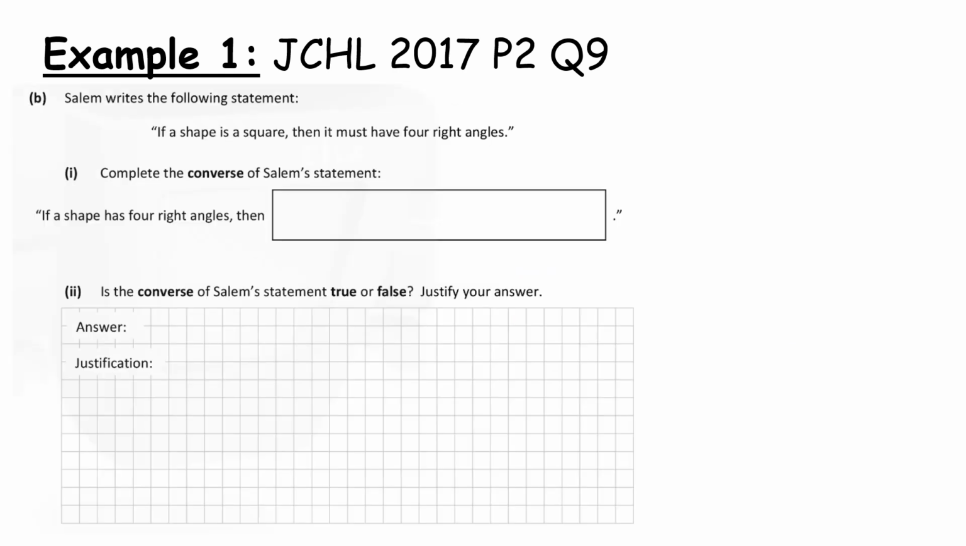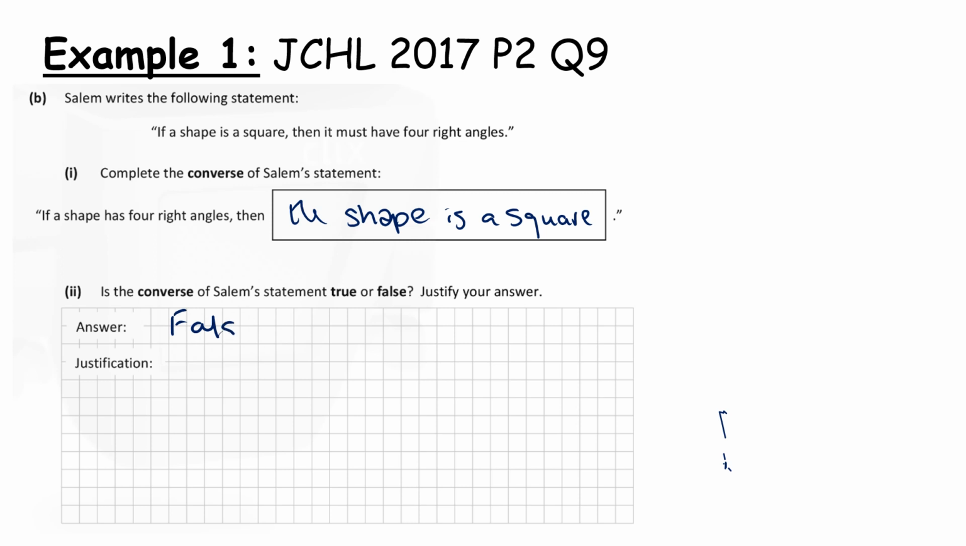Salem writes the following statement: if a shape is a square, then it must have 4 right angles. Complete the converse of Salem's statement. So the converse is the opposite. If a shape has 4 right angles, then the shape is a square. Now, they've asked us something else here. Is the converse of Salem's statement true or false? And the answer is false.